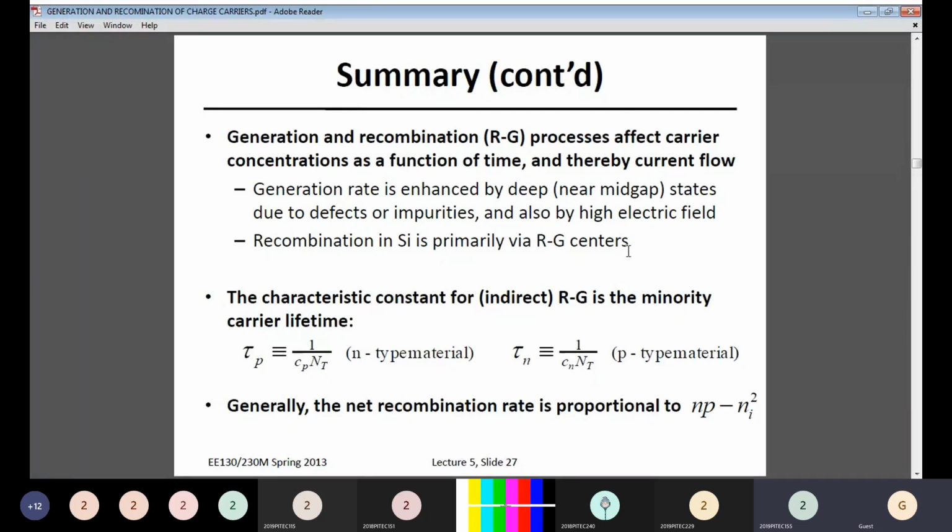The generation rate is enhanced by deep states due to defects or impurities, and also by high electric field. The recombination in silicon is primarily via recombination and generation of charge carriers at centers. The characteristic constant for indirect RG is the majority carrier lifetime. Tau p is equal to 1 by Cp Nt for n-type material, and tau n is equal to 1 by Cn Nt for p-type material. Generally, the net recombination rate is proportional to np minus ni².